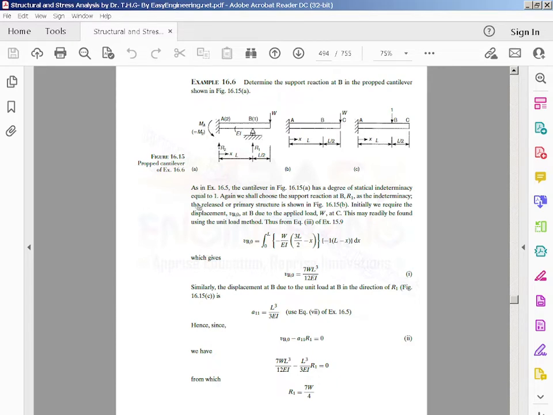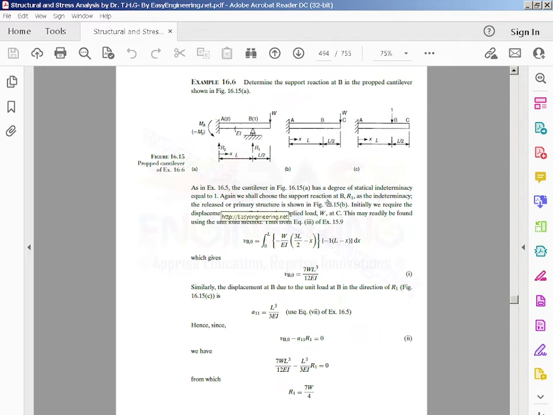I'll just read the text as well. A is the diagram. A shows the existing beam with the support. The unit load on the end is W. R1, R2, that's basically VB, VA, and then MA is equal to M2. As in example 16.5, an earlier example in the book, the cantilever in figure 16.15a has a degree of statical indeterminacy equal to 1.